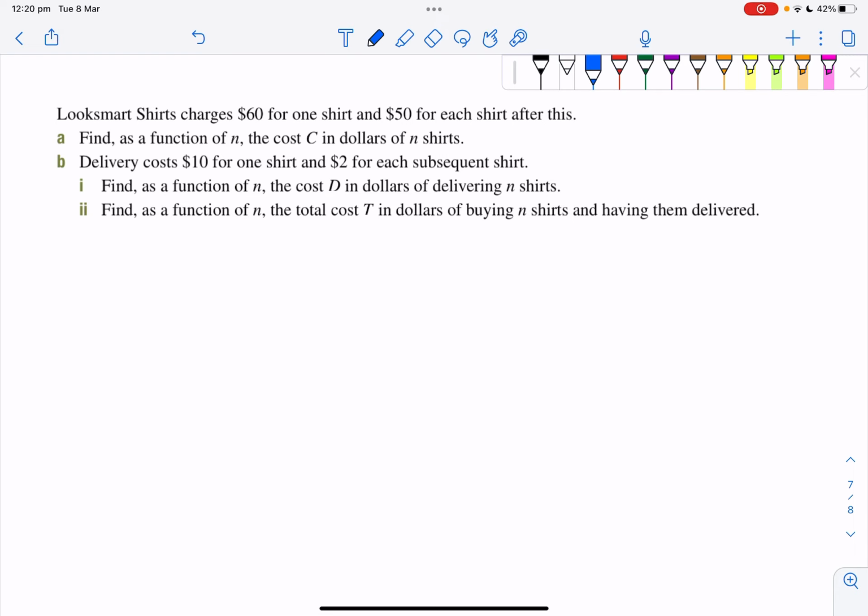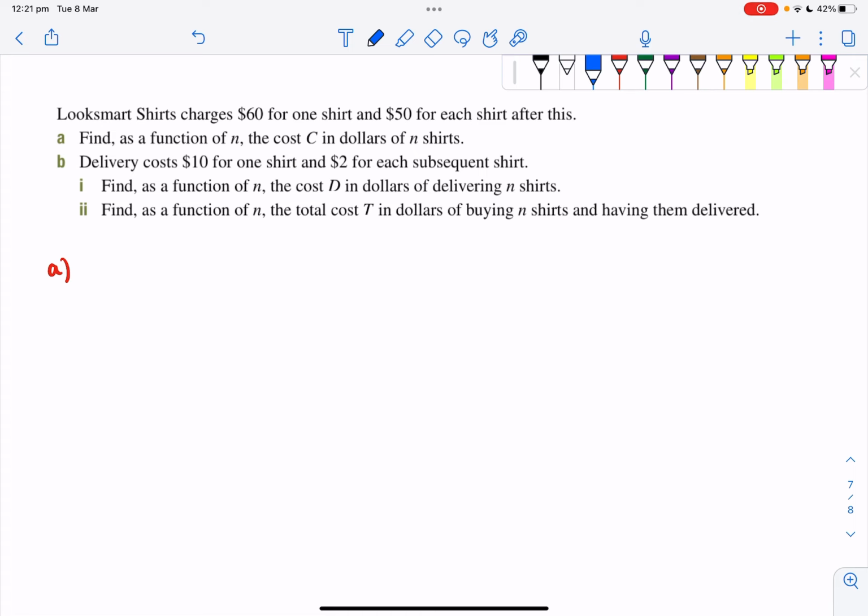So Look Smart Shirts charges $60 for one shirt and $50 for each shirt after this. Find as a function of n the cost C in dollars of n shirts. Okay, so basically what we have here, we have for n equals 1, or what's the best way to think about it? It's basically you have an initial cost, and then every shirt after that is $50 each.